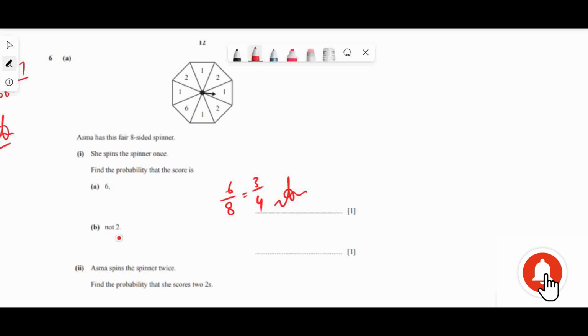Then not 2. Now here there is a small correction. How many times do we have 6? We have only one 6, so it must be 1 by 8 for part A. Now for not 2, we can see that we have three 2s and the remaining five are not 2. So this must be equal to 5 by 8. This will be the final answer.